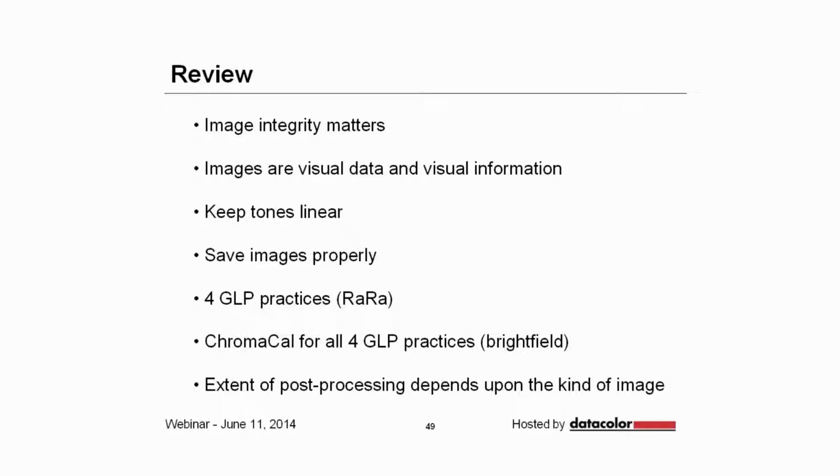You want to keep your tones linear, and you want to make sure that your camera system is producing linear images. You want to save your images properly. In other words, you don't want to throw away spatial information by saving it as a highly compressed JPEG, and it's not appropriate to save in ways that would sacrifice any of that kind of information.